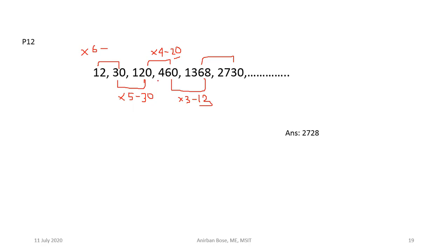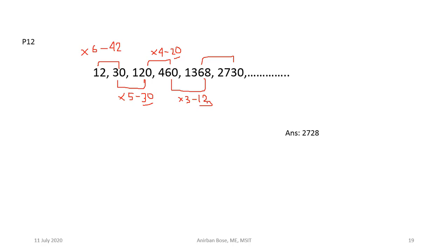12, 20, 30. 12 is what? 3 into 4. What is this? 4 into 5. What is this? 5 into 6, maybe 6 into 7, so 42, right? So that relationship is also acting, and you see that is true. 6 into 12 is 72, minus 42 is 30. So you got the relationship.